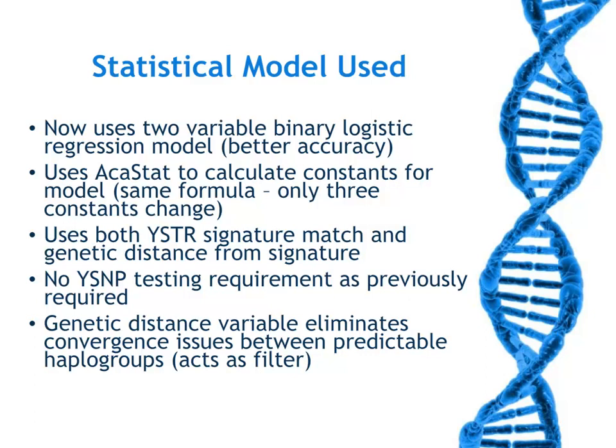It uses both YSDR signature match and genetic distance from the signature, which acts as a big filter. And there's no testing requirements anymore for YSNPs because the genetic distance acts as a big filter and it's no longer required. Genetic distance eliminates convergence issues between various haplogroups that are predictable.